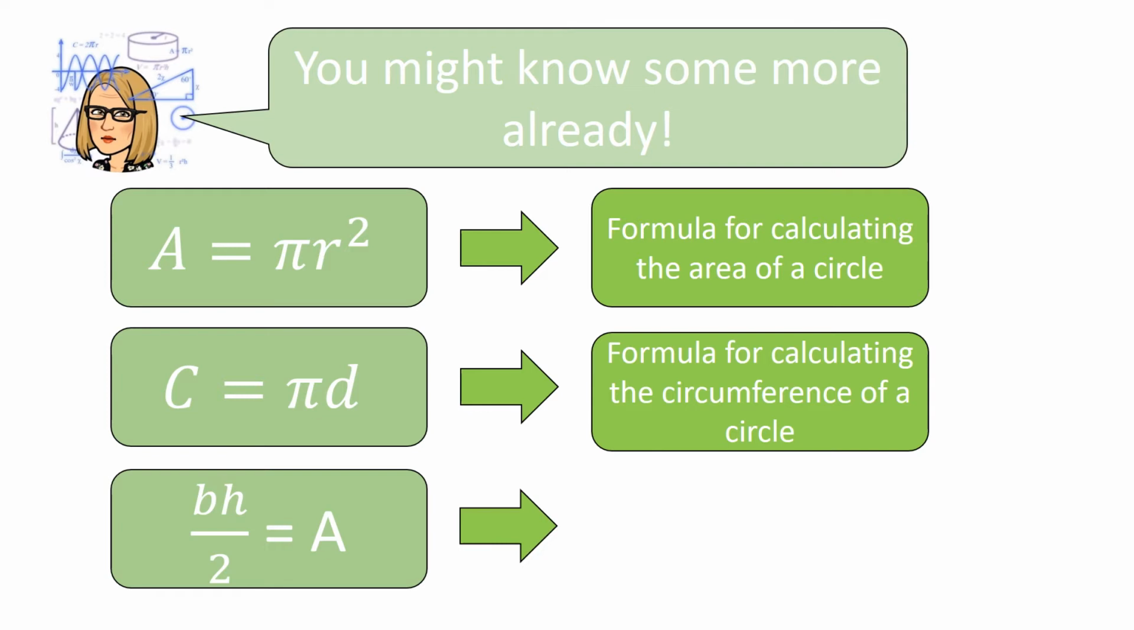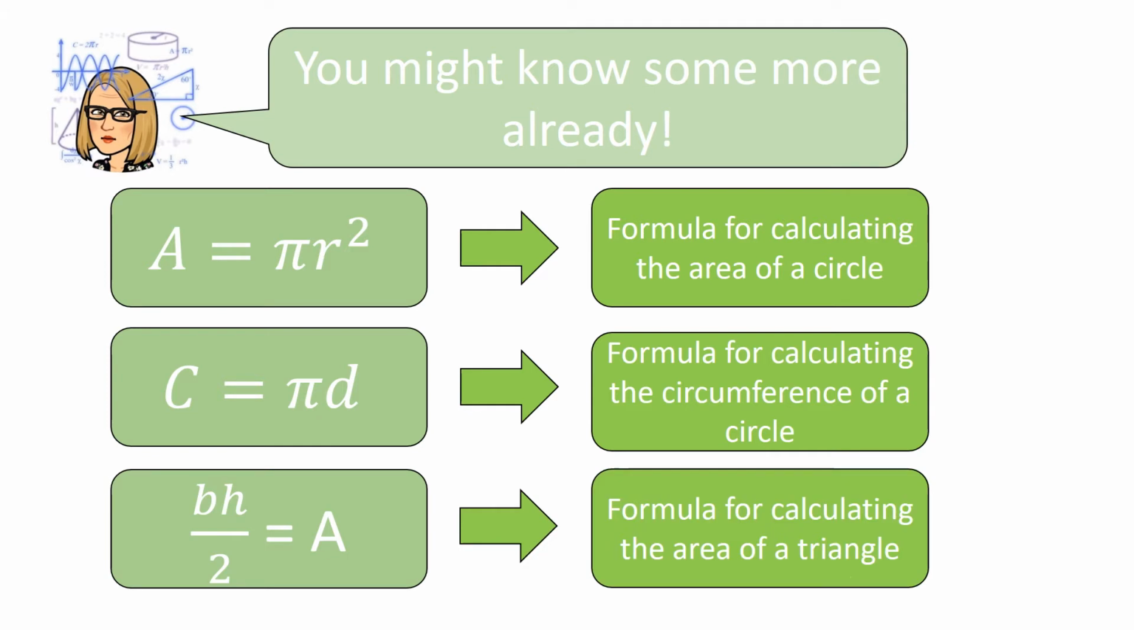And the bottom one, I've got b multiplied by h, divided by 2 equals a. Do you know what that's the formula for? It's a formula for calculating the area of a triangle. Base, b, multiplied by height, h, divided by 2 equals a triangle's area.